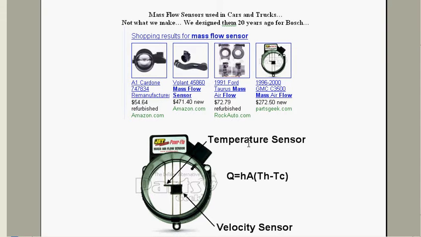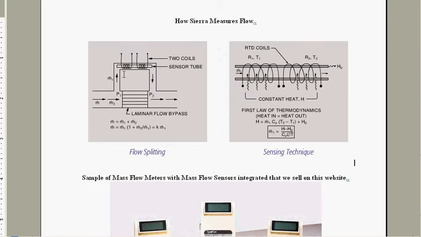So I'm going to show you how ours work. Ours use the transfer function Q equals m dot C sub P delta T. And it's a little tiny hypodermic needle. Here's a hypodermic needle in parallel with many other hypodermic needles. We measure the flow through the single hypodermic needle and infer the flow rate through the entire system by calibrating it against a primary standard.